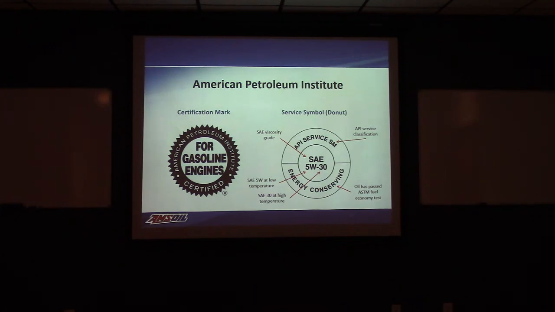You want to match that up with your owner's manual on the car. Up towards the top, the API service classification. In this case, it's an SM, which means it's an older one, because I just told you a minute ago the latest one is SN. So this would be a little older chemistry, maybe not quite as good for all applications.